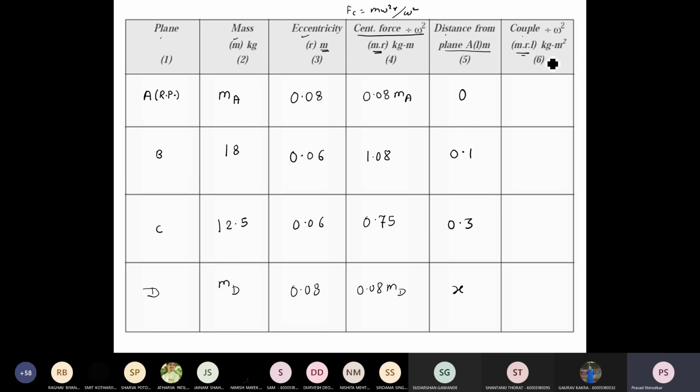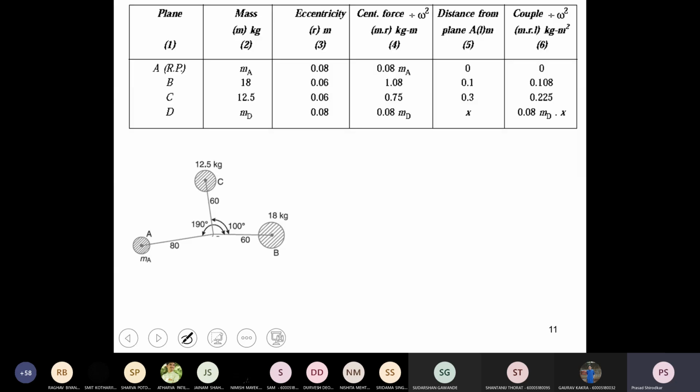Right. Now last column is couple, so this is m into r into this column, that is L. Alright, so first one, since L is 0, it becomes 0. This is 0.108, and this is 0.225, and the last one is 0.08 mdx. Alright, so that completes our table. Alright. So this is just the same table I have written, and I have just placed the angular position of the masses. These are the angular position.